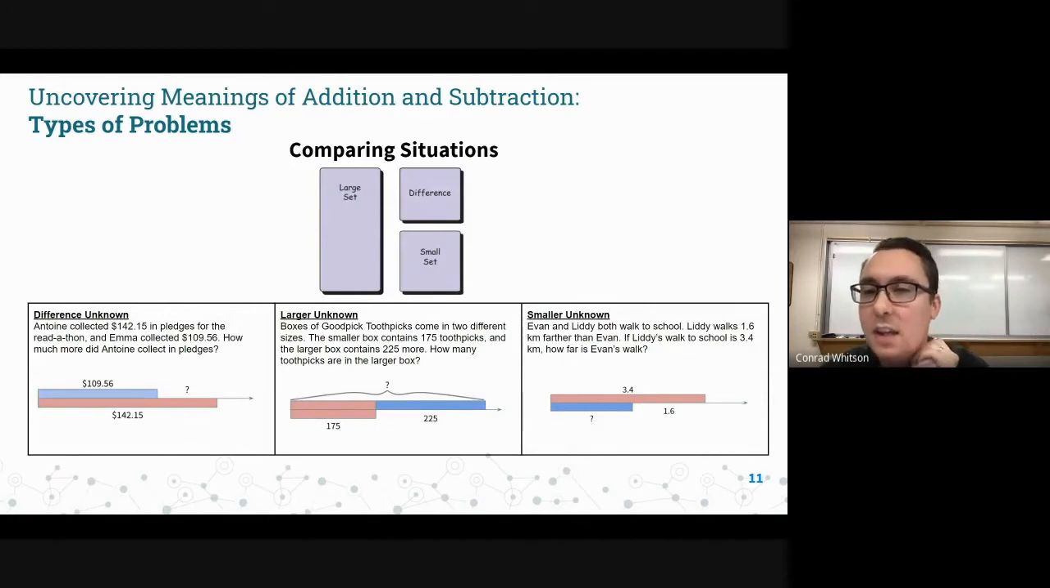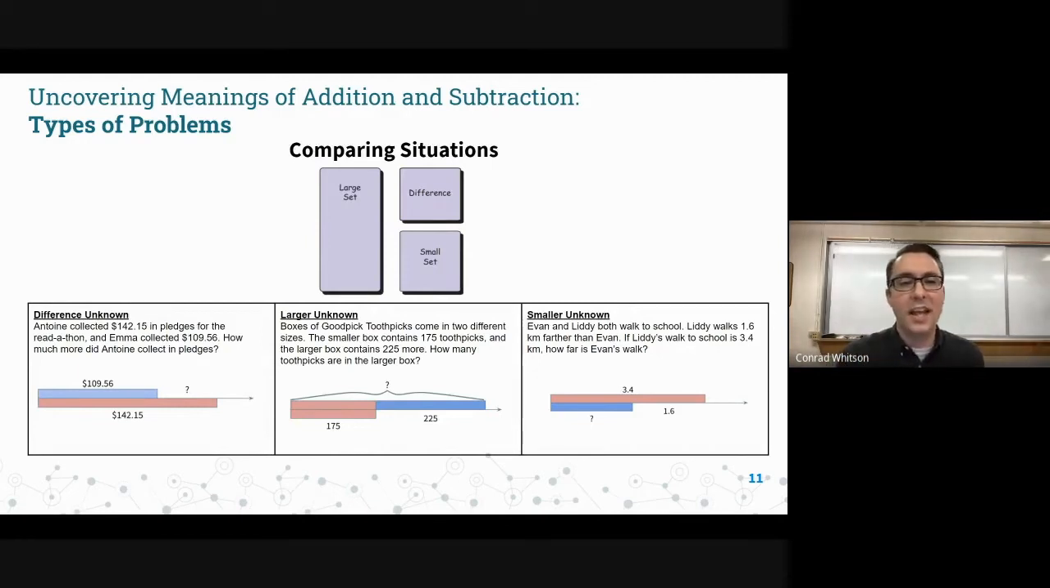So you can see, for example, in the readathon example, we've got Antoine collected $142.15. So that's our large set. It's been represented along the bottom. And Emma collected $109.56, which is our smaller set and represented along the top. By lining them up like that, we can see visually the missing unknown there. How much more did Antoine collect in pledges? The difference is the how much more.